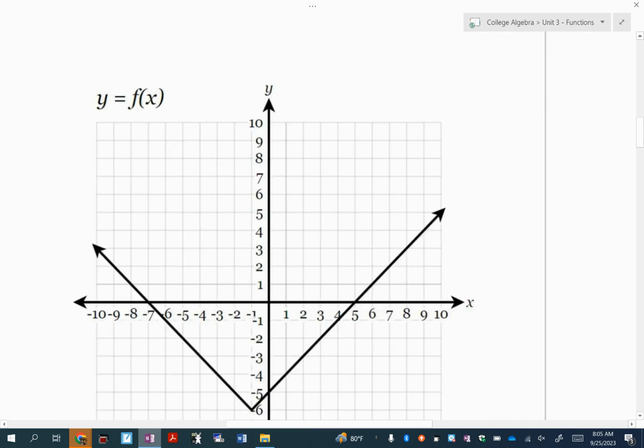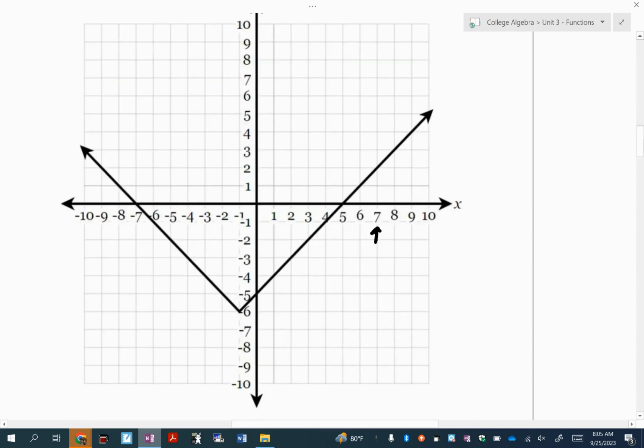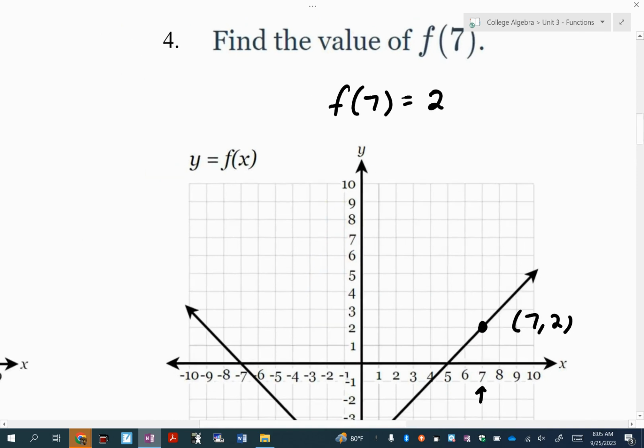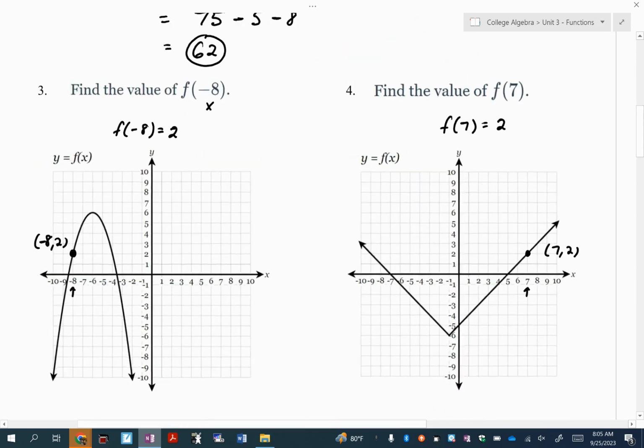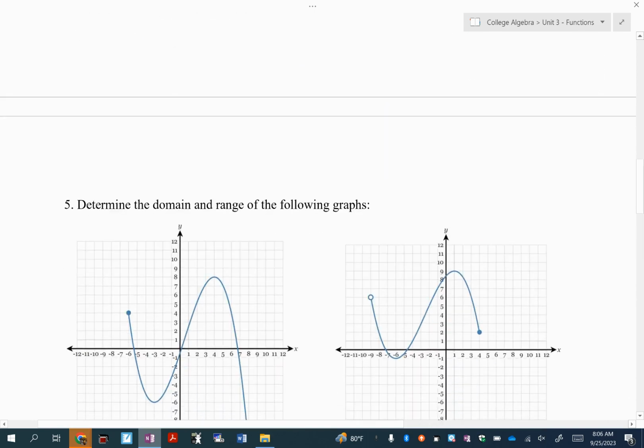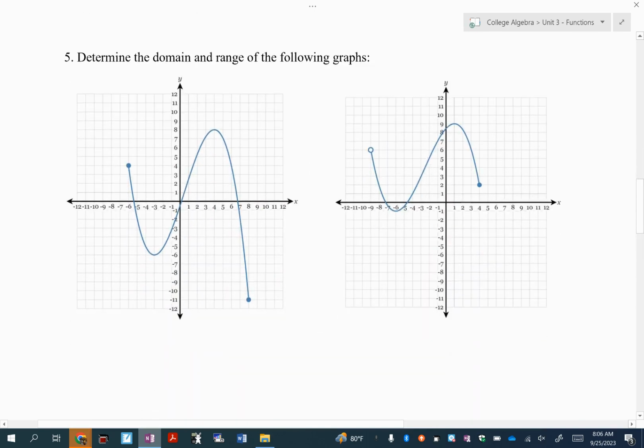Let's try this one. This one says 7. So here's 7. There's the point, which is 7 comma 2. Oh, look at that. It ends up being the same thing. That's just a coincidence. They're not always going to be the same number. All right, so that's how you do it when you're given the graphs. So that was the first unit, 3.1, or lesson.